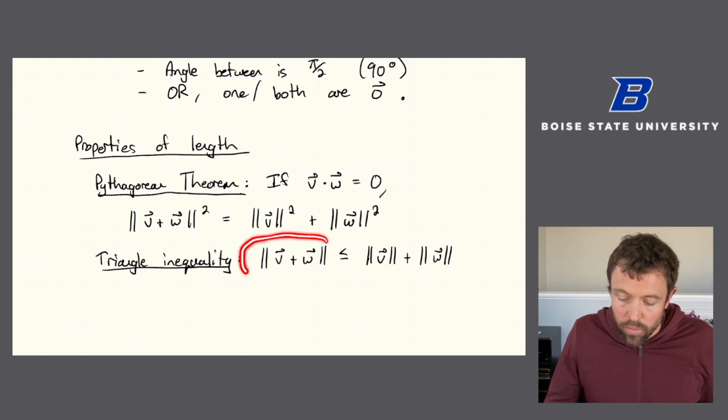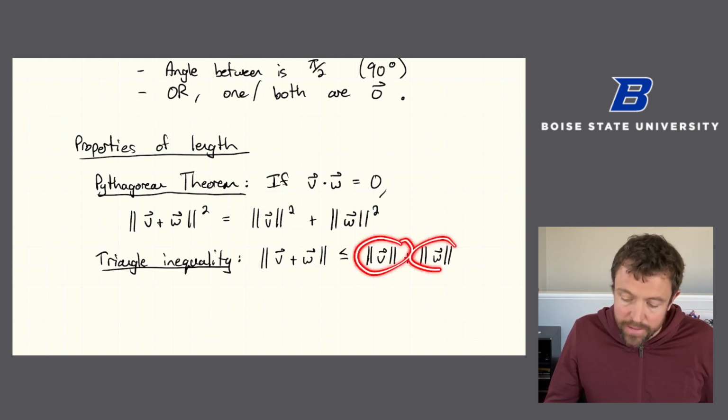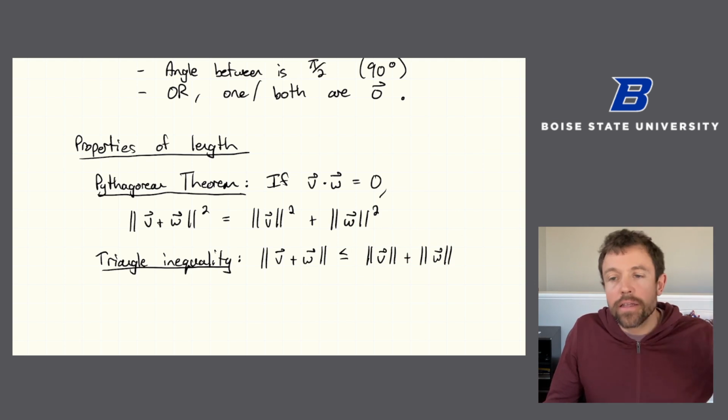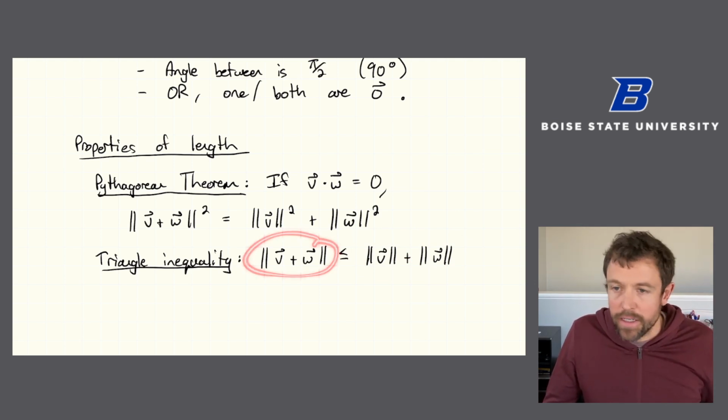So this is one side of a triangle, and these are the other two sides of a triangle. We're saying that walking along two sides of a triangle is at least as long as just walking in a straight line between 2 points.